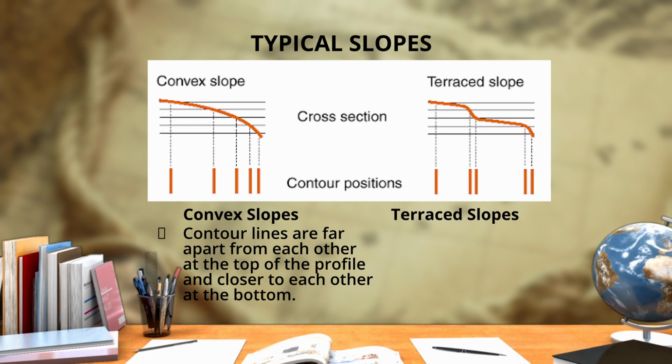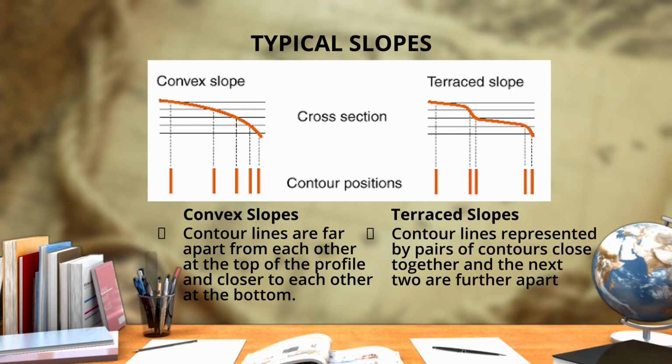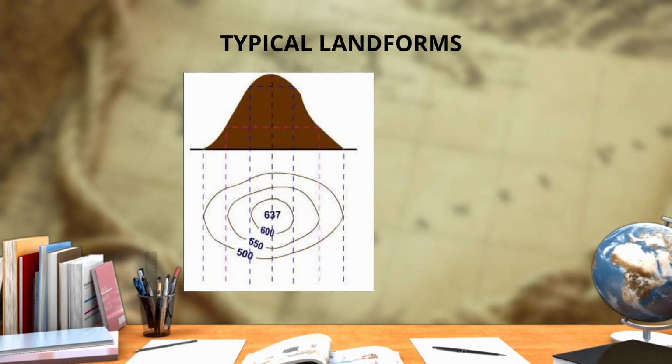Then we have a terraced slope, whereby the contour lines are in pairs. Two lines closer to each other, and then there is a space, another two lines closer to each other, and then there is a space, another two lines closer to each other. That is our terraced slope. Now we are moving on to our typical landforms that we might find in contour maps.